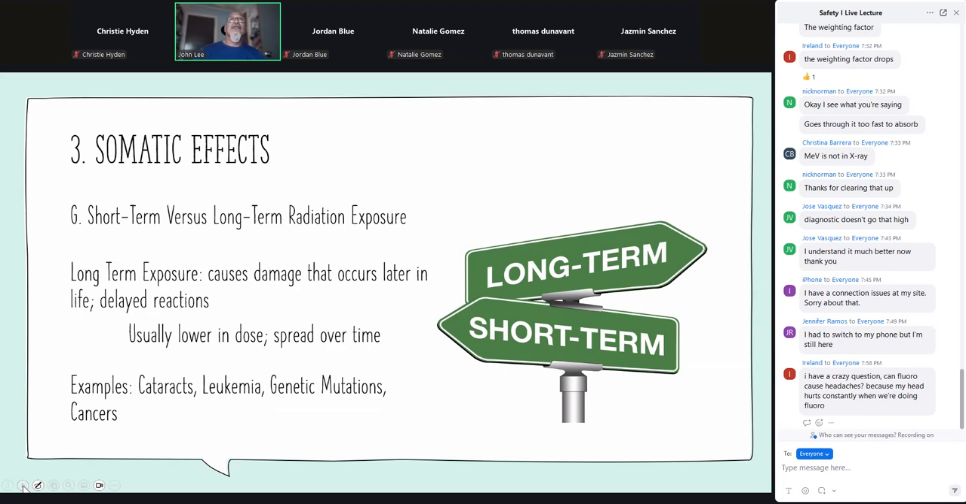Long-term exposures are going to cause effects later in life. These are typically going to be lower in dose and spread out over a period of time. The example, cataracts, like I said, 31 years working in x-ray. Leukemia, genetic mutations, those are way off, and cancers.